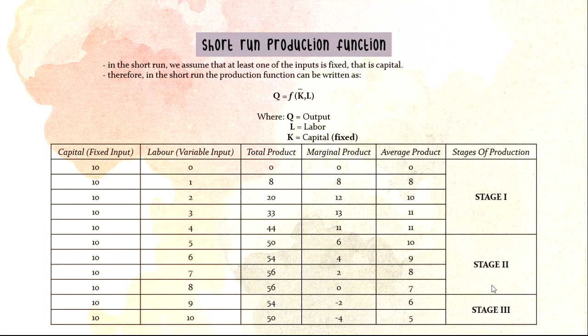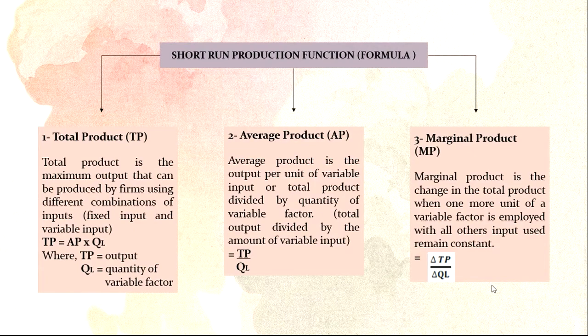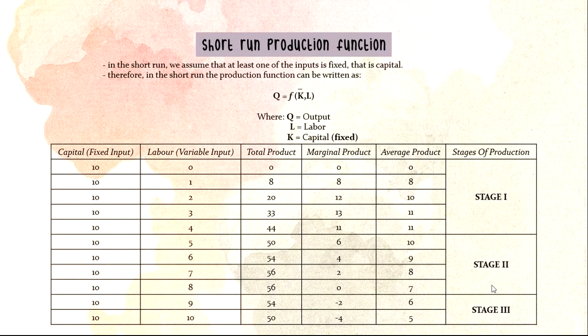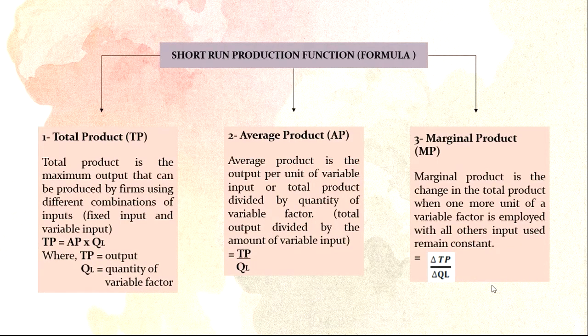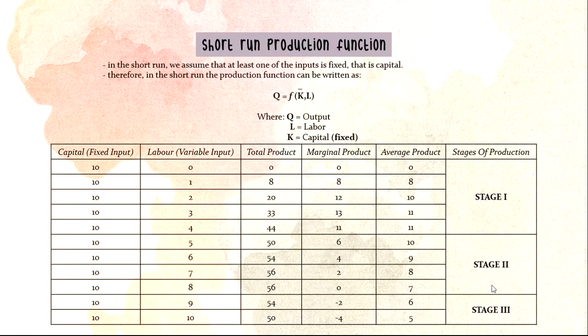For average product, the total product we divide by quantity of variable factor. Let's see the example of average product at number 9. The total product is 54. We divide by labor, which is 6. So we get the average product, which is 9.